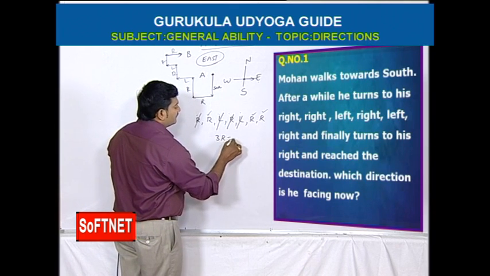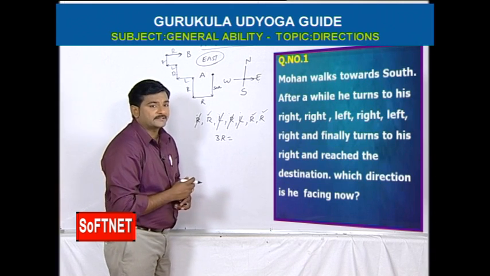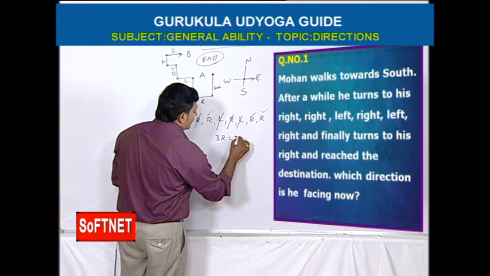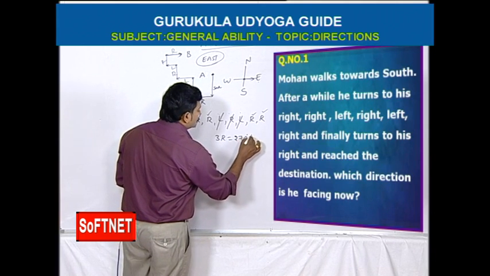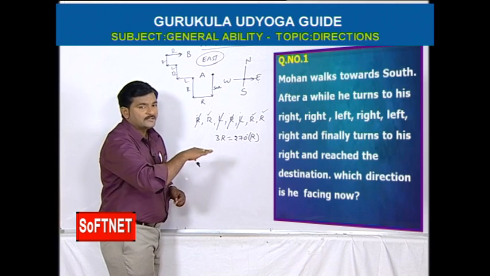Just now I told you, one right or one left is equal to how many degrees? 90 degrees. But how many rights are we having? 3 rights. 3 rights means indirectly how many degrees? 270 degrees. In which direction do we have to apply 270 degrees? Right side.